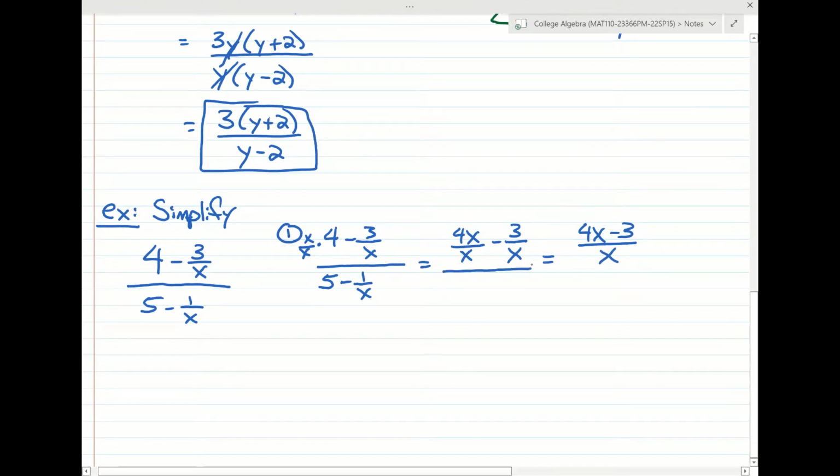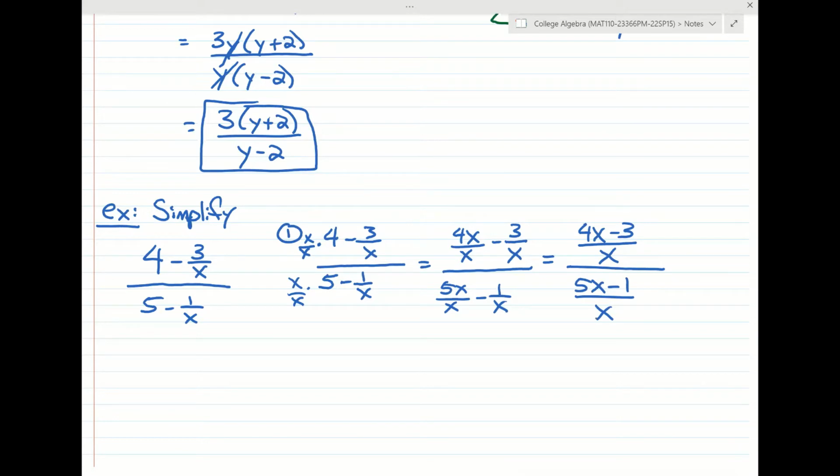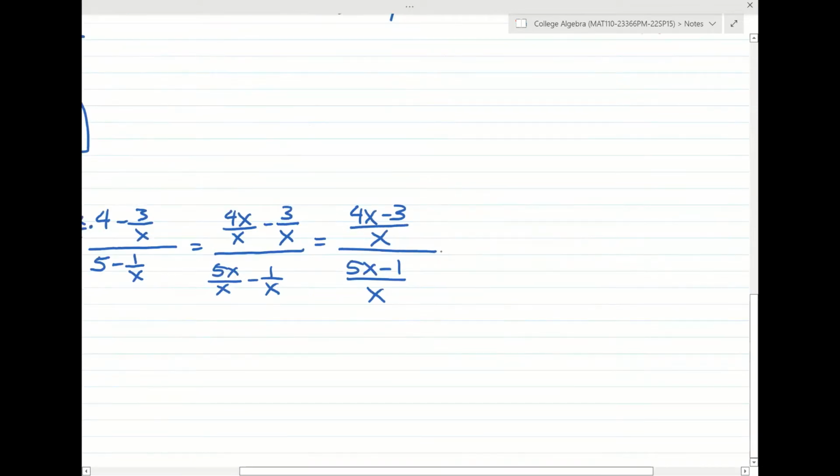Let's do the same thing with the denominator. We want to get a common denominator to combine them, and it looks like if we multiply the 5 by x over x, we get 5x over x minus 1 over x, which is just 5x minus 1 all over x. Now we have one fraction on top, one fraction on the bottom. So what we could do to finish this is multiply by the reciprocal. So 4x minus 3 over x divided by 5x minus 1 over x.